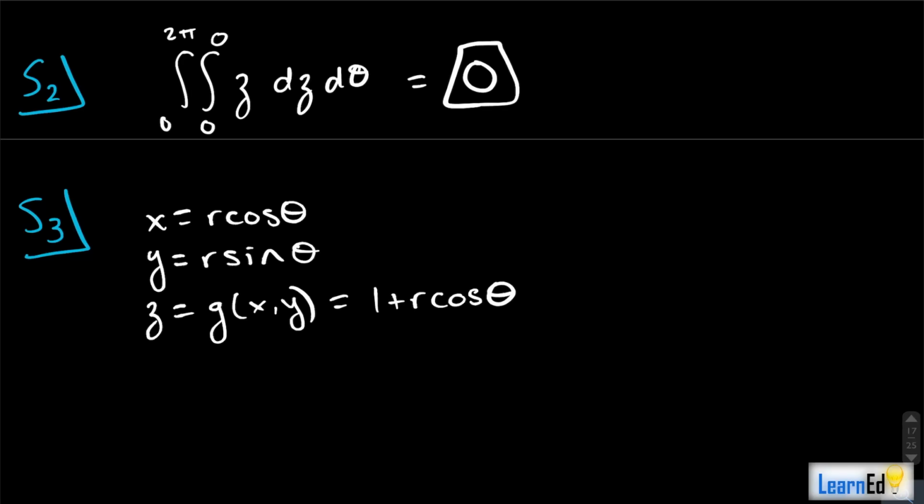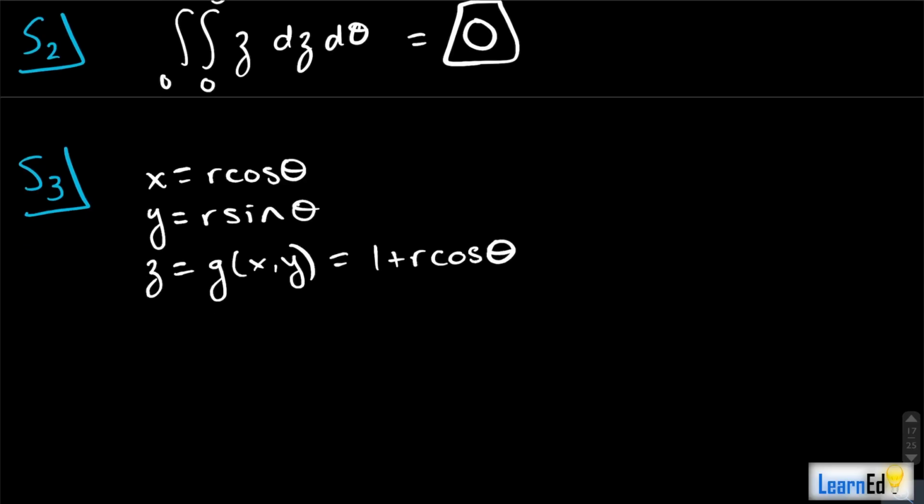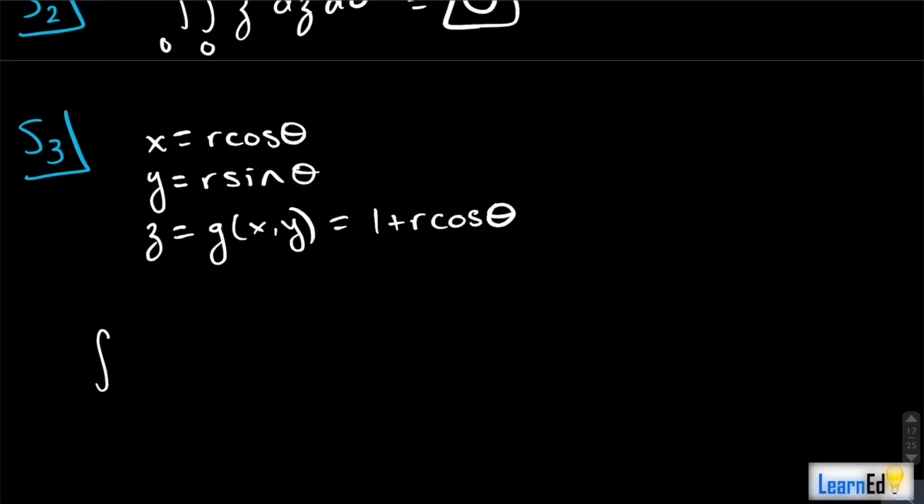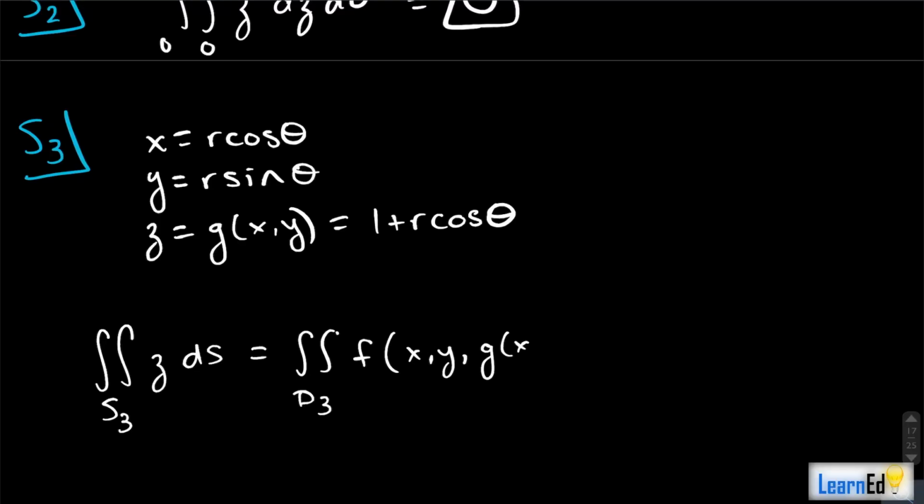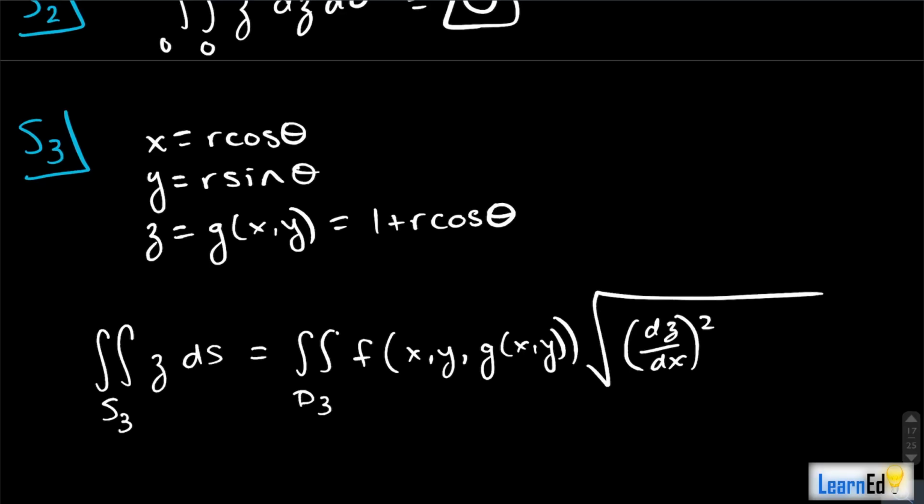Now that we have this down, what we can do is end up plugging in, right? We have the double integral of S3 z dS is equal to the double integral over D3, and we have f of xy, g of xy, times the square root of dz dx squared plus dz dy squared plus 1. That's also under the radical, and we have dA on the end.